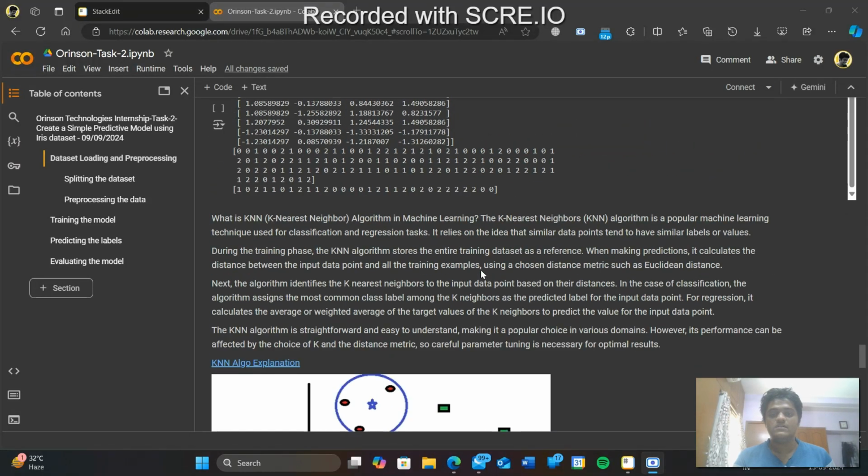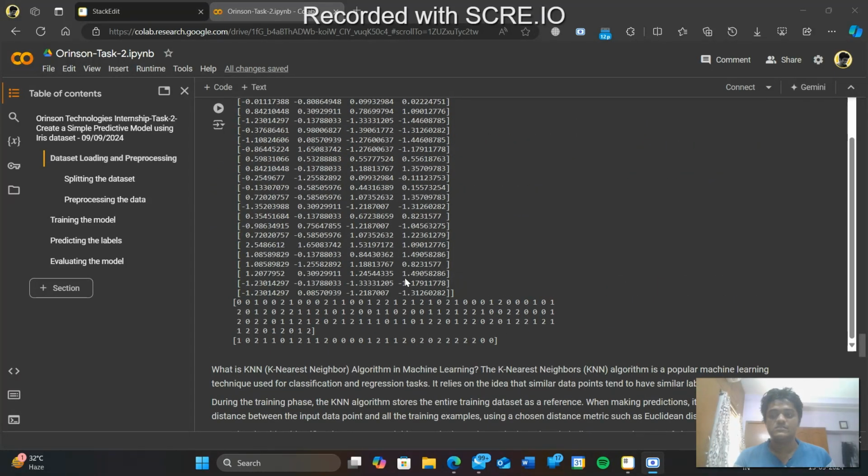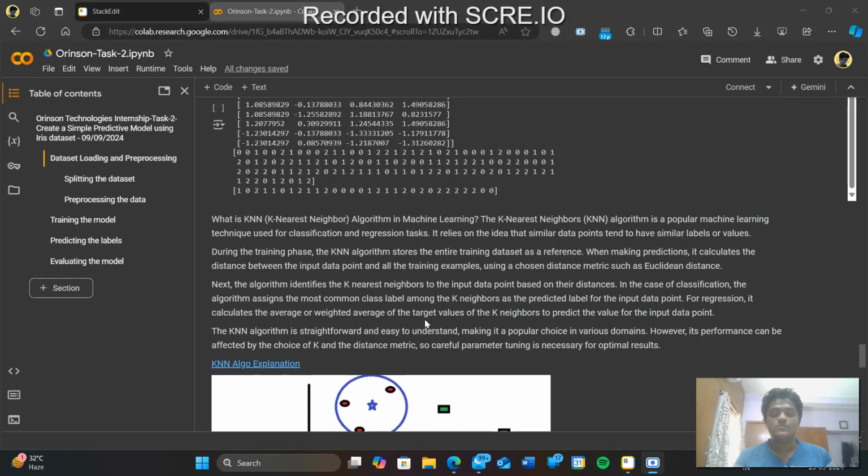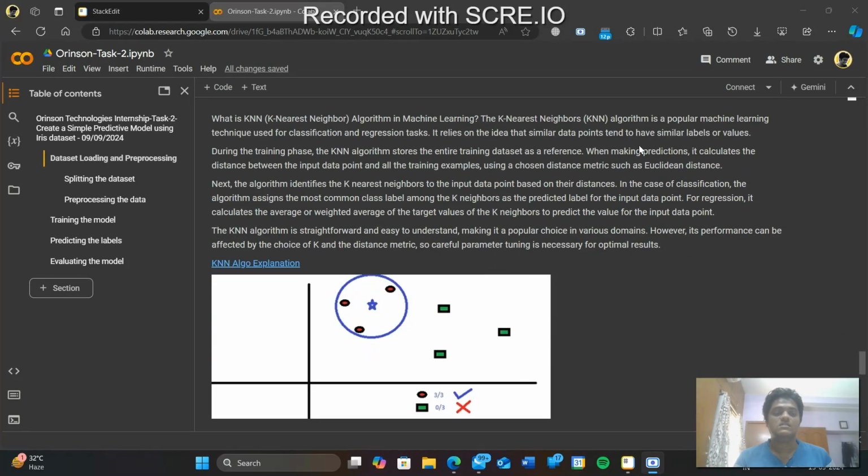Now we are going to train this pre-processed data with KNN. So what is the KNN algorithm in machine learning? The KNN algorithm is a very popular machine learning technique used for classification and regression tasks. It relies on the idea that similar data points tend to have similar labels or values.